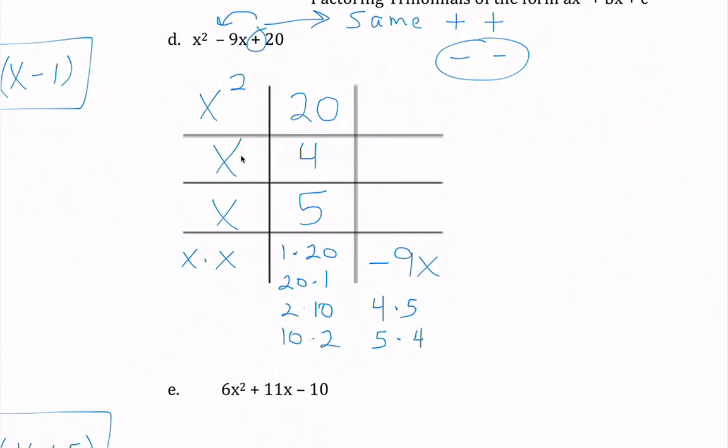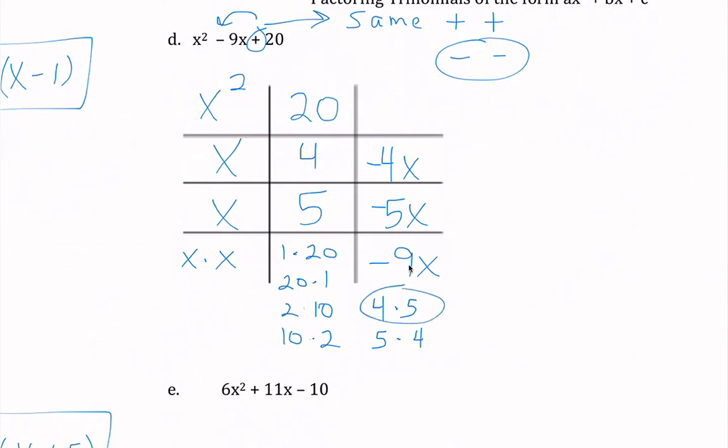So we multiply across. X times 4 is 4x. X times 5 is 5x. Remember, I'm trying to get to a negative 9. Also, keep in mind that they both have to be minus signs. So a negative 4 and a negative 5 combined. Negative 4 plus a negative 5 is a negative 9.